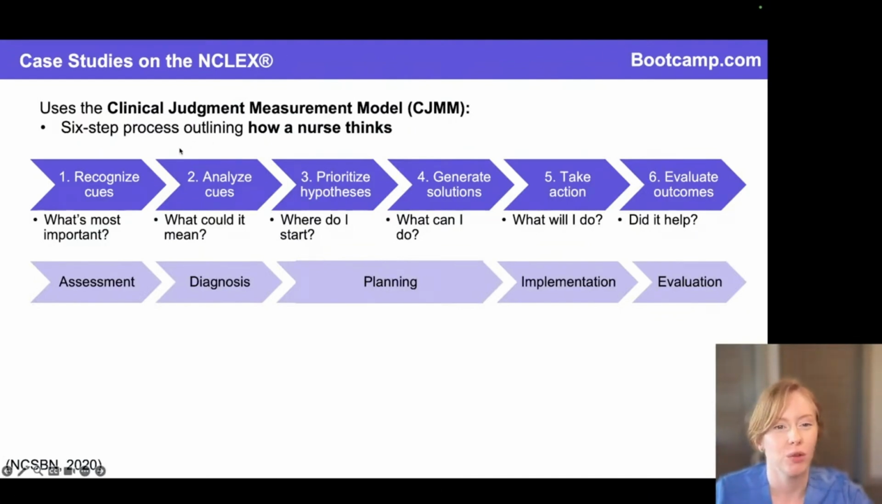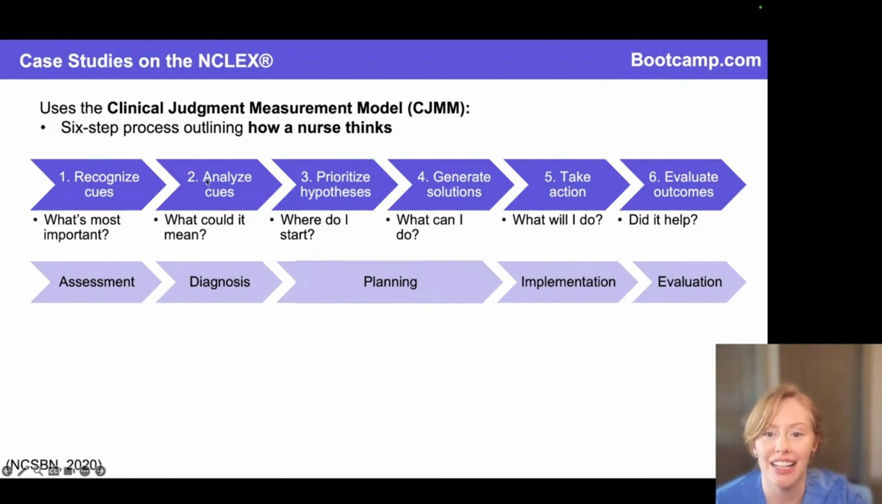You might not be familiar with the clinical judgment measurement model, but it's really not so different from the nursing process, which you guys probably have heard of. I'll talk about the similarities here. So yes, the clinical judgment measurement model looks at our ability to recognize cues, or essentially to assess what's most important, because not everything can get the same amount of attention, right?